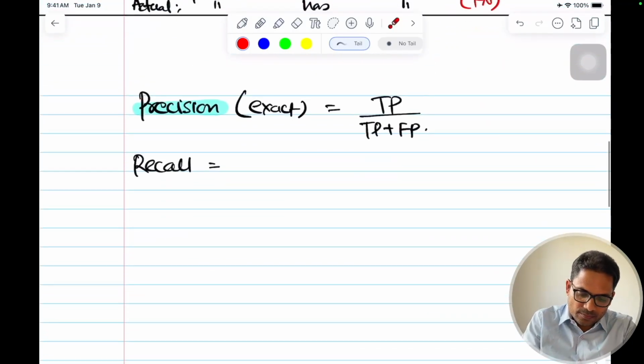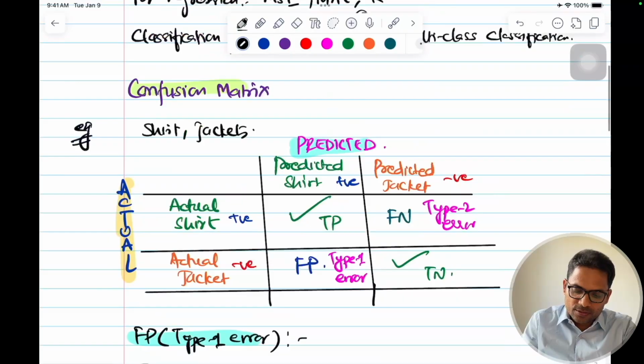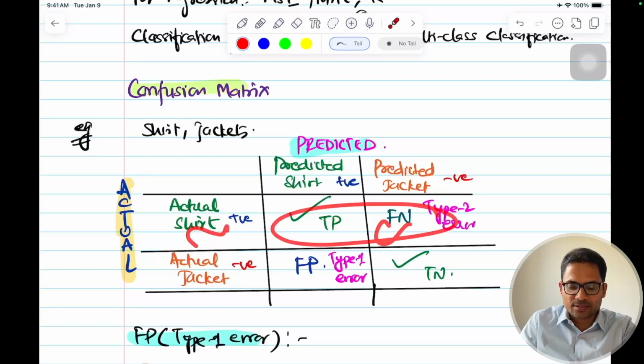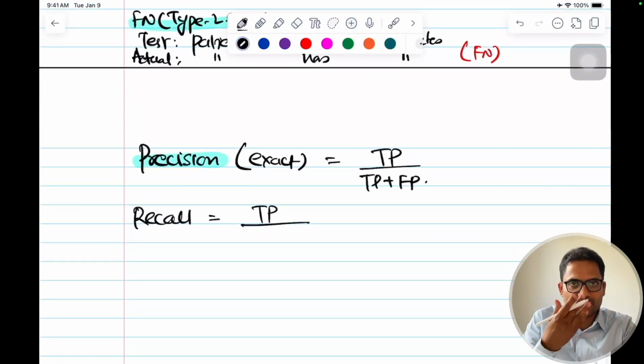So this will be your, of all the shirts, how many was the model able to correctly identify as shirt. So this will be true positive plus false negative. Some shirts were not identified as shirts, so I'll include these now. This recall says how much of whatever it has seen, it was able to recall. So it will be true positive divided by true positive plus false negative.